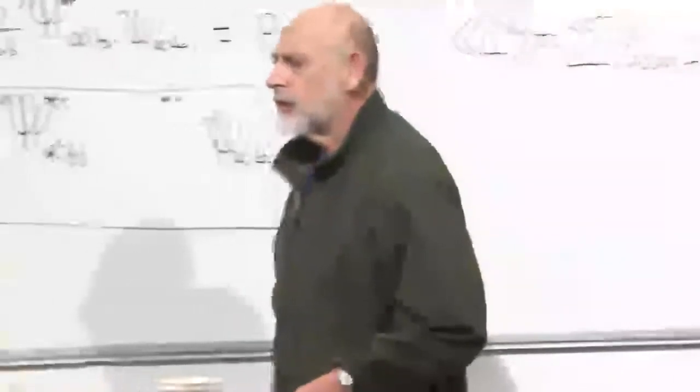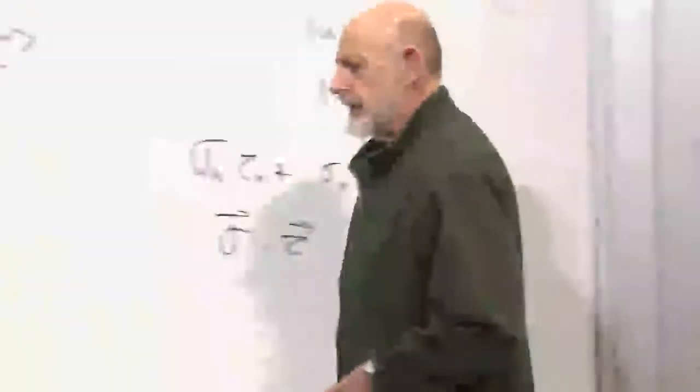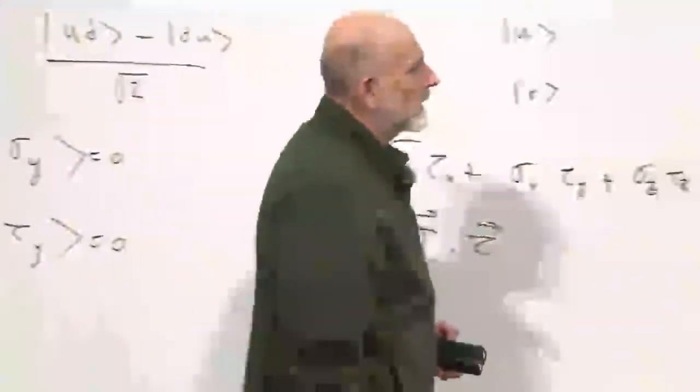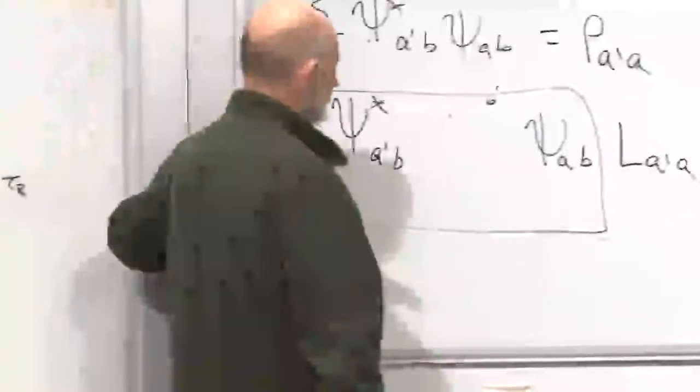Okay. What is rho of A and A prime if we start with a pure state? Supposing we started with a pure state.